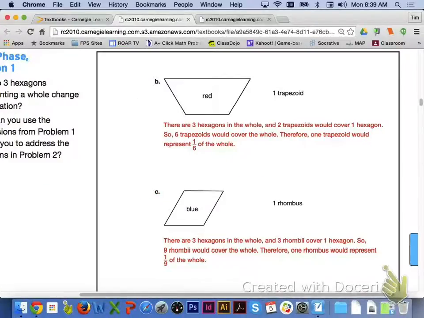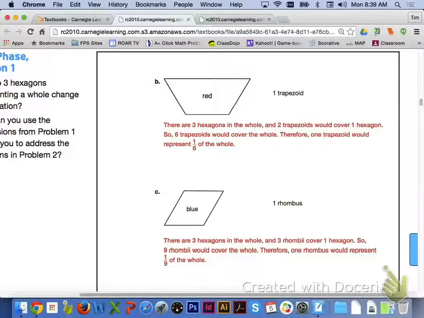For letter B, we have one trapezoid. If there are three hexagons in the whole and two trapezoids cover one hexagon, that would mean that 6 trapezoids are going to end up covering the whole. Therefore, one trapezoid would represent 1/6 of the whole.